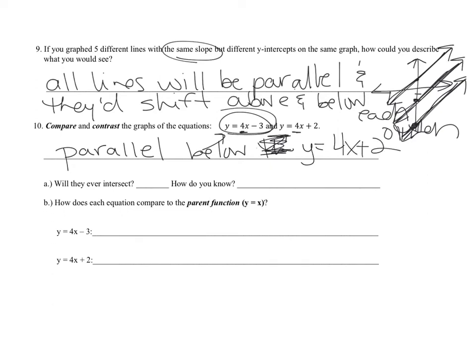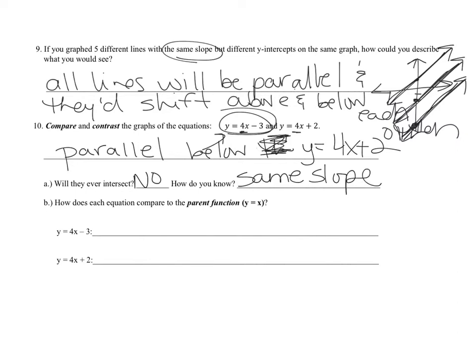So now the question, will they intersect? Well, if you think about what parallel lines do, parallel lines don't intersect, right? So we're going to say no, they don't intersect, and the reason that we know that is because they have the same slope. Or you could say you know that they're parallel, right? When two lines have the same slope, they're never going to intersect because the rise over the run is going to be the same.